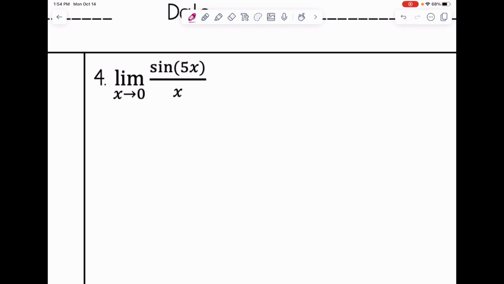Okay, number 4, the limit as x approaches 0 of sine of 5x over x. I am going to get 0 over 0, so indeterminate form. So let's rewrite this, but with the derivative of the numerator and denominator. The derivative of sine 5x is cosine 5x times 5. The derivative of x is just 1.